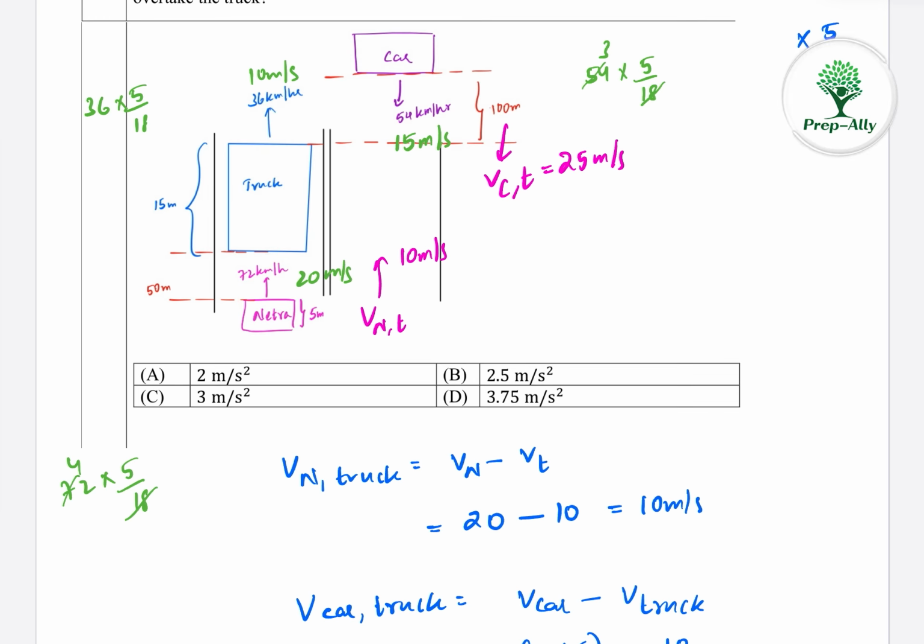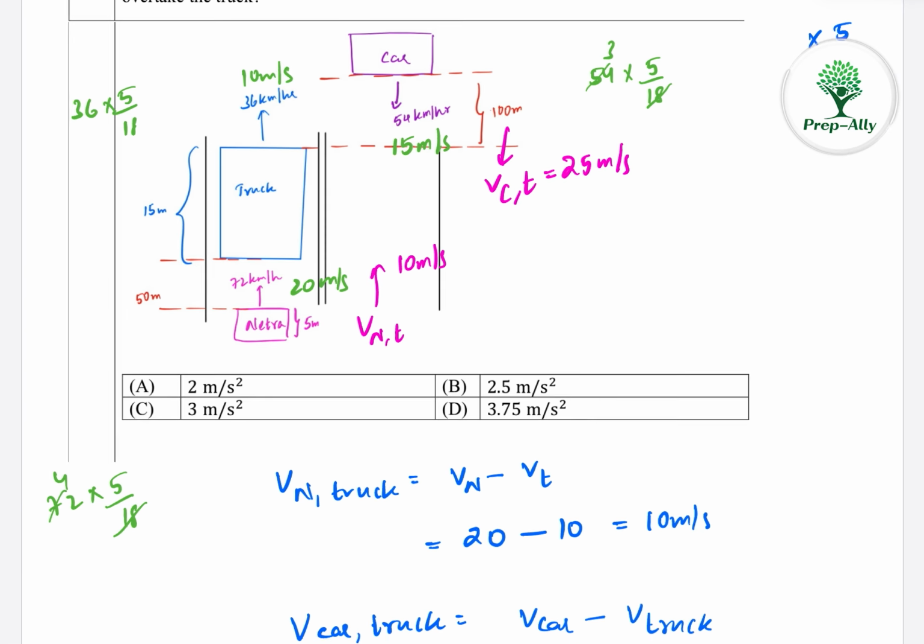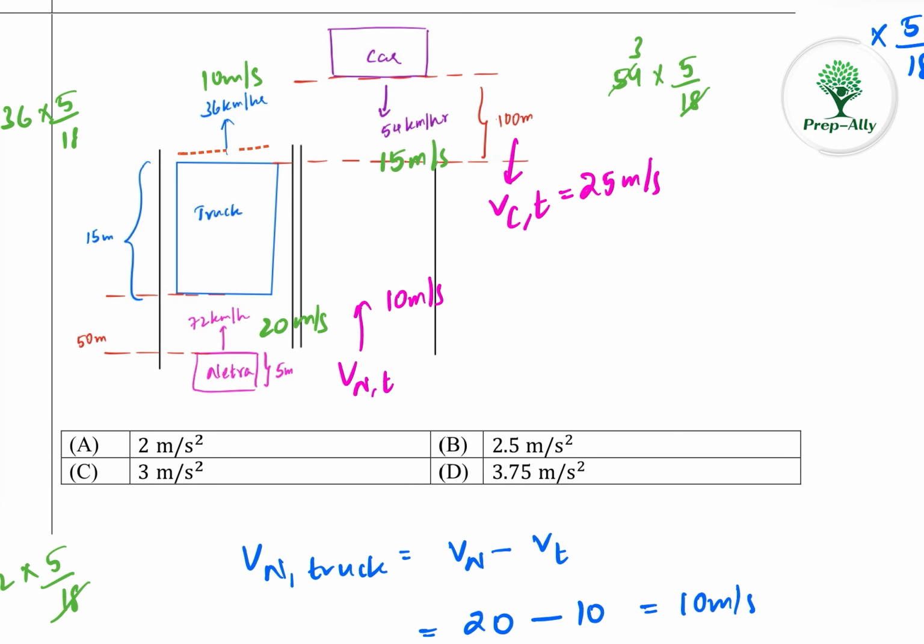So you see, Netra must now come to this position. So I'm going to show her position in a dotted line. So you see, Netra was initially here, right? Netra must now cover this distance of 50 meter, and then she must cover the length of truck 15 meter and the length of her own car 5 meter. Only then, see, the starting of Netra's car is here, and that reaches here now. So total distance is this distance.